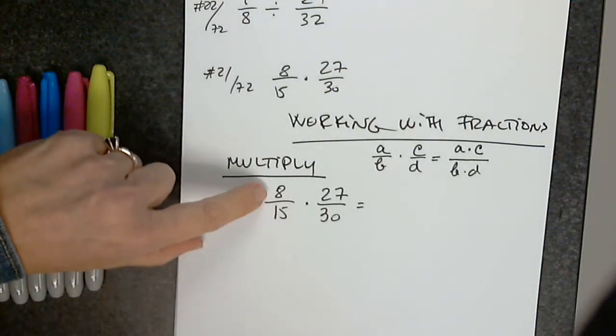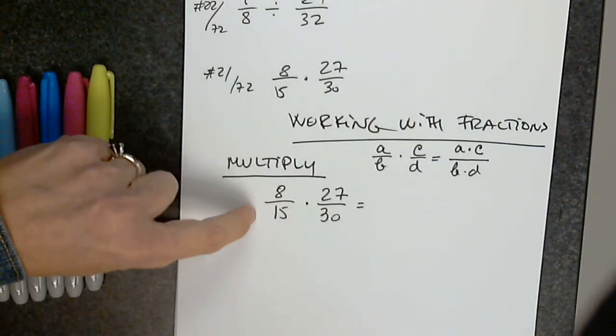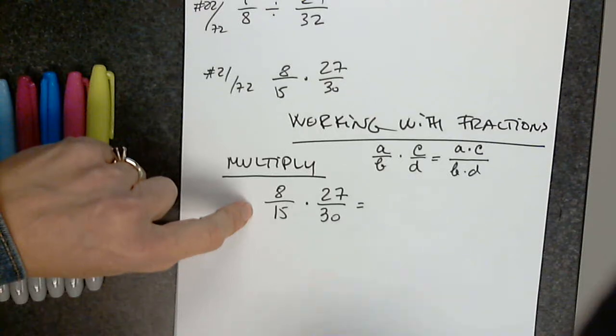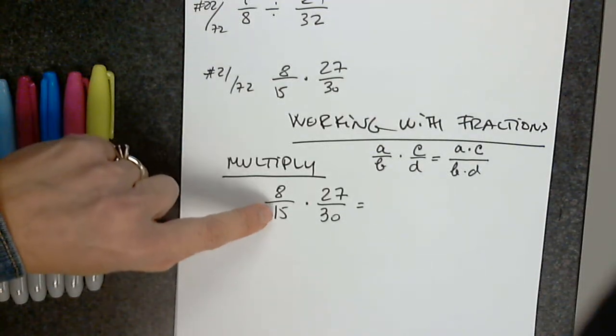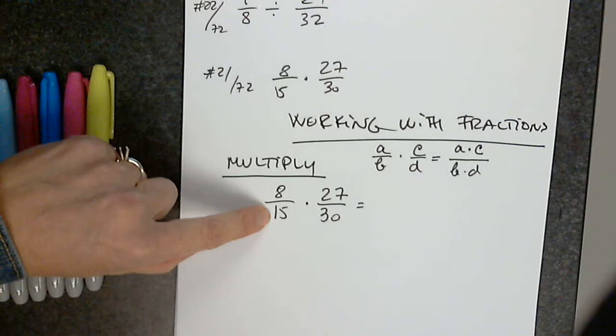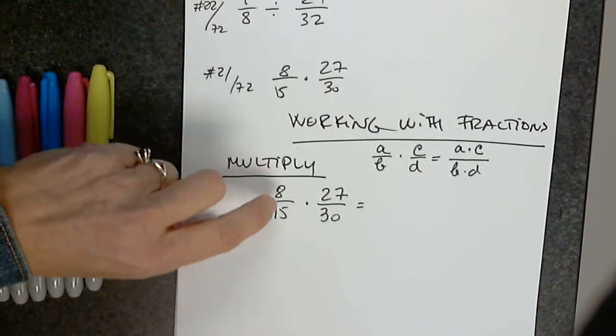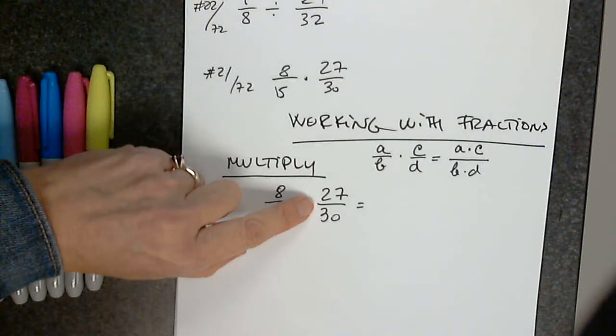8 and 15 do not have a common factor. What is a common factor? It is a number that both of them are divisible by. So 8 is only divisible by 2 as a prime number. And 15 is divisible by 3 and 5 as prime numbers. Nothing in common. Now let's look here.